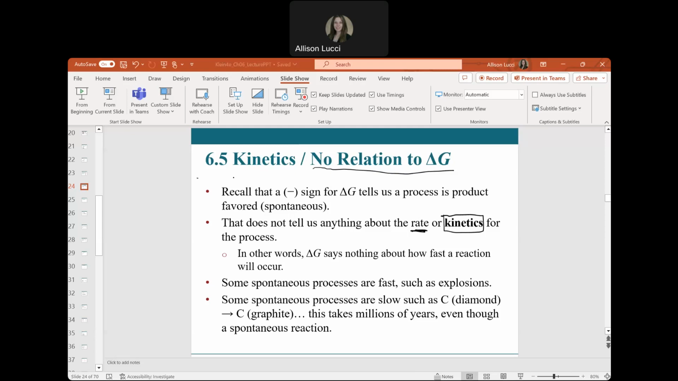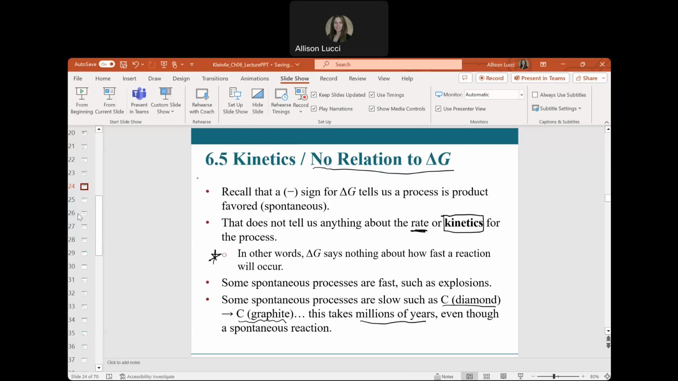So delta G tells us nothing about how fast a reaction will occur. That's the main point here. But we can consider that some spontaneous processes are fast, right? So energy is released quickly with explosions. And then other processes that are still spontaneous will happen eventually, even if it takes millions of years. Things like diamond turning into its preferred state at standard temperature and pressure, graphite, right? So we have something that takes a really long time, but is still spontaneous.